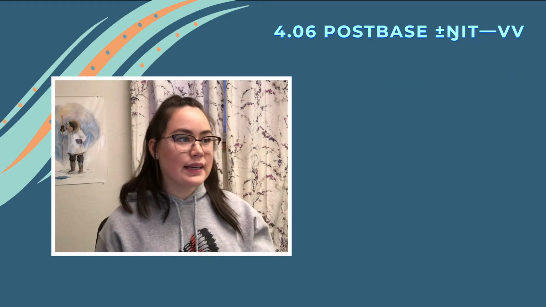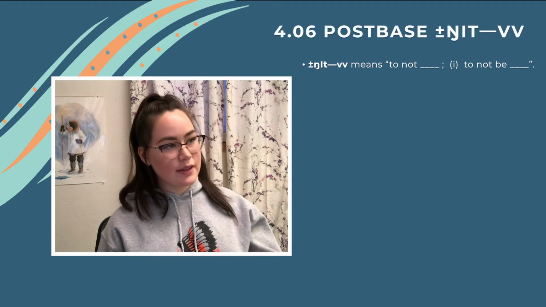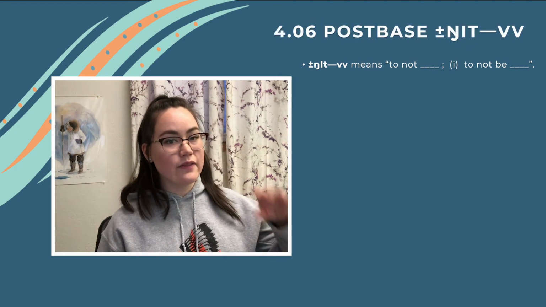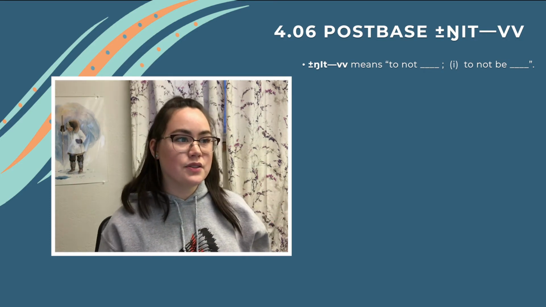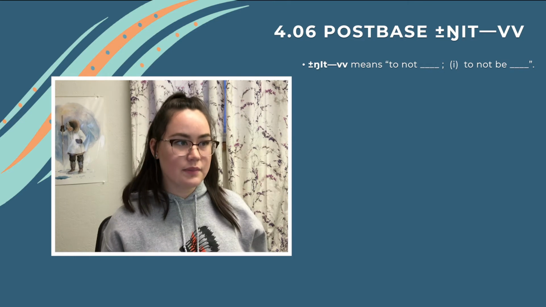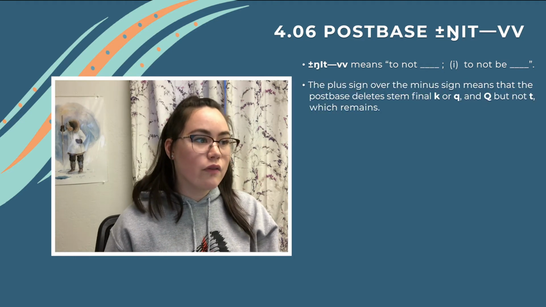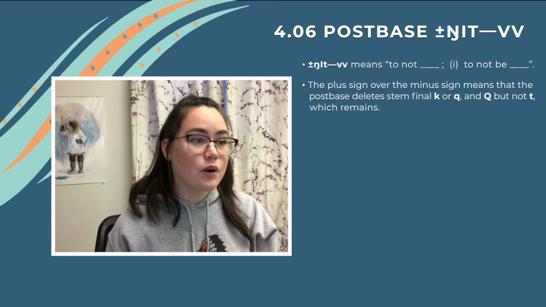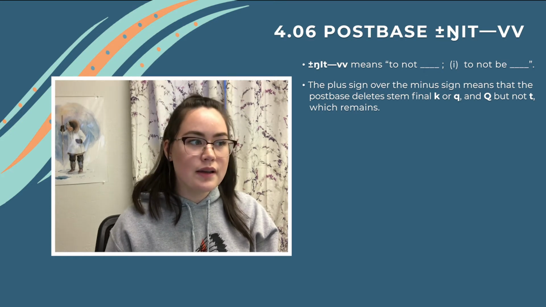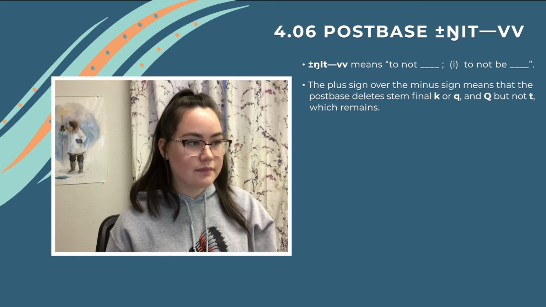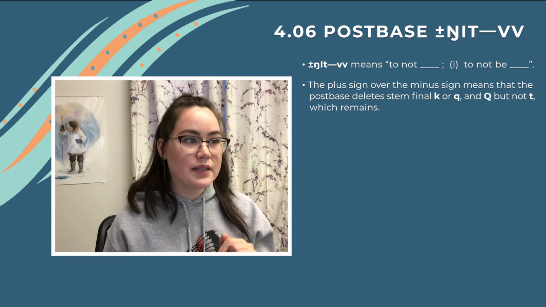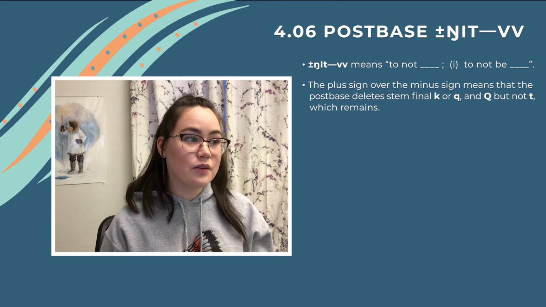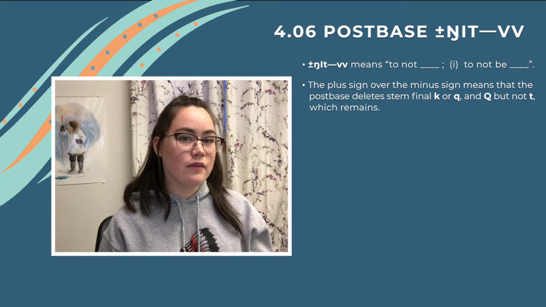The postbase ngit, VV. So with ngit, you have to use a verb base word and the result after using that postbase will be a verb. So ngit means to not do something or to not be something. The plus sign over the minus sign means that the postbase deletes stem final K or Q and capital Q, but not T, which remains. So remember, the plus sign with the minus sign together, that means you have to delete K, Q, and capital Q in the base word.